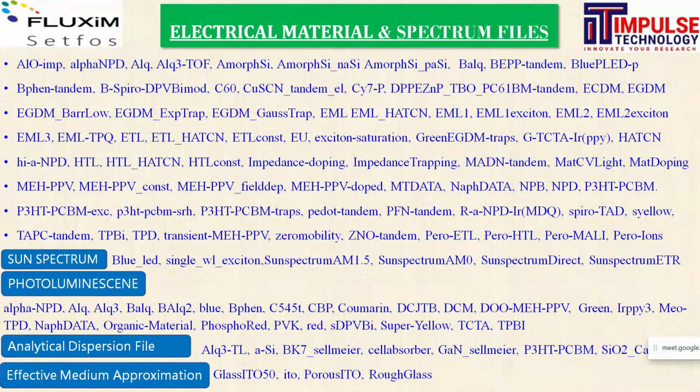If you want to define the photoluminescence for LED devices, then it is also there. For LED devices, some Super Yellow, green or blue kind of photoluminescence, organic material, phosphor red materials, photoluminescence is also there. And along with that, the analytical dispersions and effective medium approximation model are also there. So the surface roughness parameter, interface parameter, that you can also put.